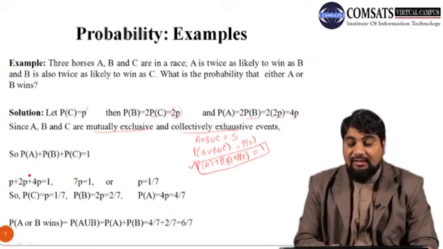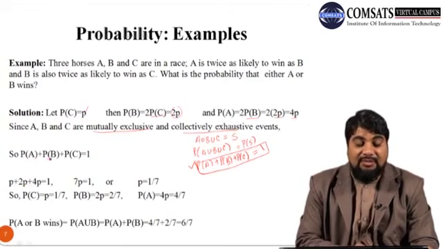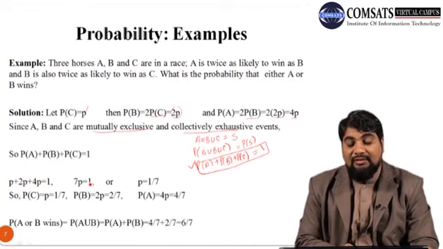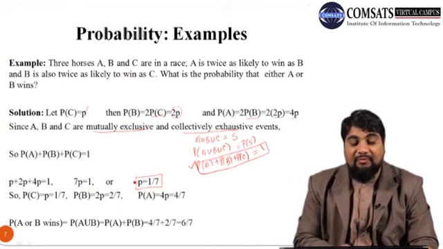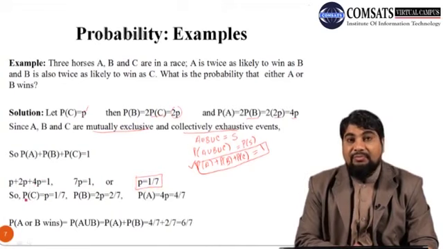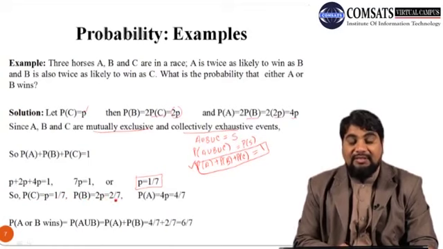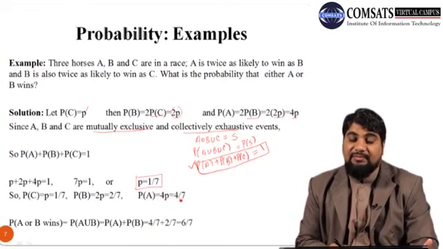Probability of A is 4p, probability of B is 2p, and probability of C is p. So their sum is p plus 2p plus 4p, which is 7p equals 1, or p is 1 by 7. So probability of C is p, which is 1 by 7. Probability of B is 2 times p, which is 2 times 1 by 7, or 2 over 7. And probability of A is 4p, or 4 over 7.